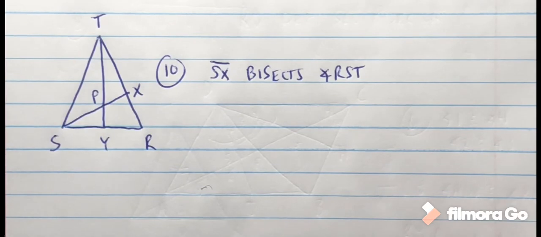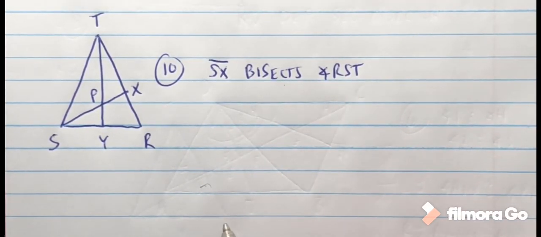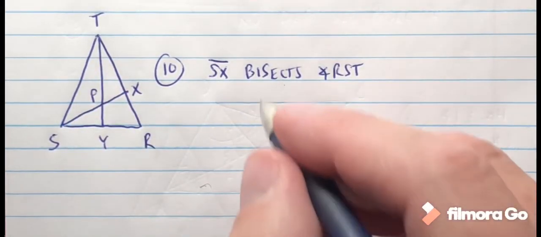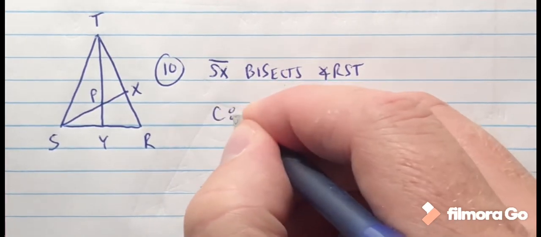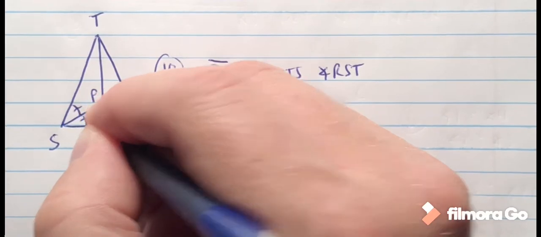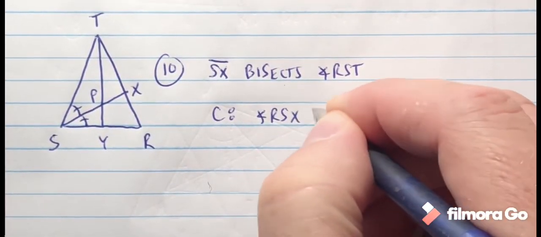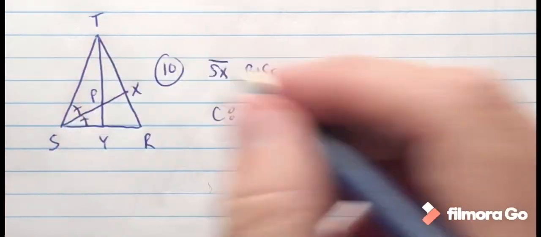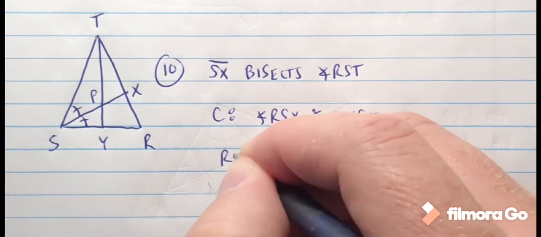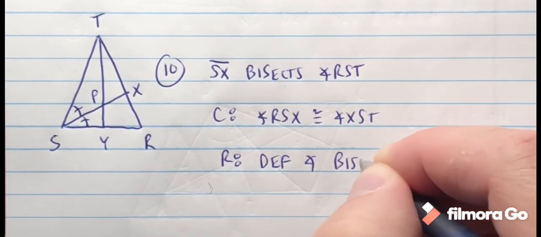Okay, and number 10, they tell us SX bisects RST. So here is SX, here's RST. So basically, the keyword here is bisector. Conclusion, we're going to say that this angle is congruent to this angle. So angle RSX is congruent to angle XST. And that's going to be the definition of an angle bisector.